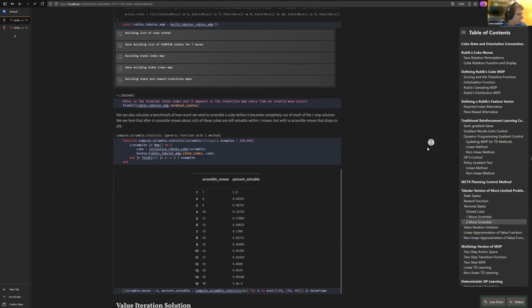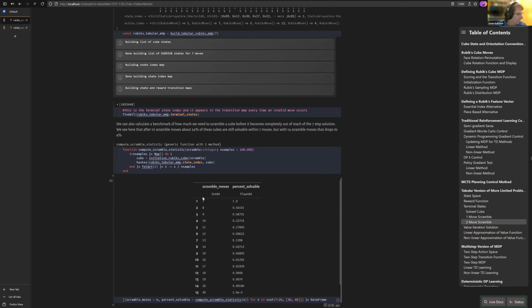So what this is showing is, if we just take a cube and scramble it n times, what percent of the time is that cube in this state space of 7? Just because you scramble a cube more times doesn't mean you're hopeless. We can see here that about 24% of the time, even if we scrambled the cube 10 times, we would still end up within 7 of being solved. And it's only when we get to about 18 that we're now less than 1%.